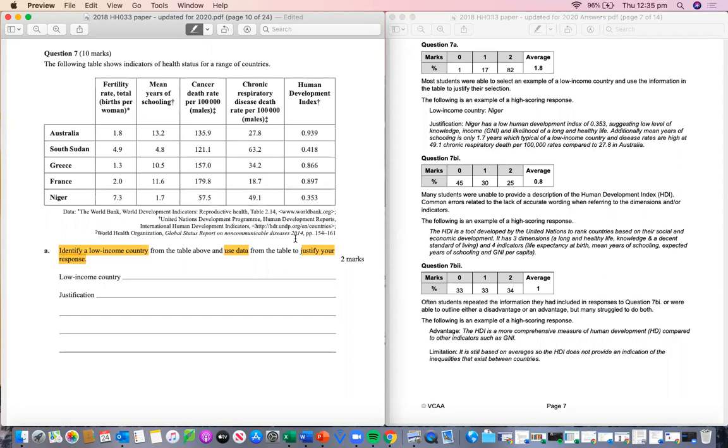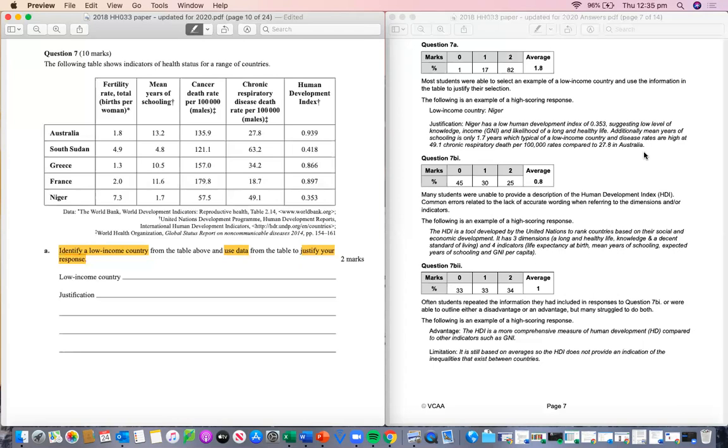As you can see here, the second part of the justification is a comparison to a high-income country. The question doesn't necessarily ask you to do a comparison, so even if you provided only the first lot of information, you would still get the second mark.